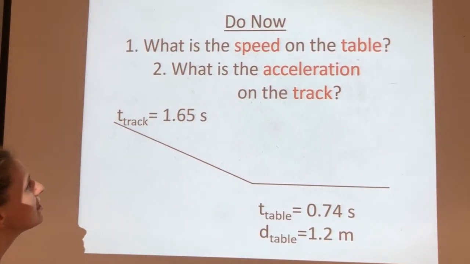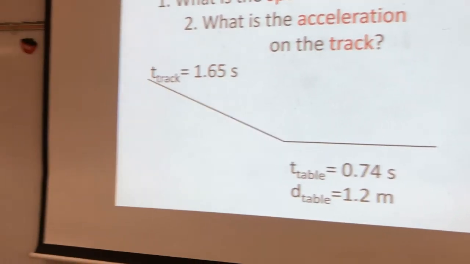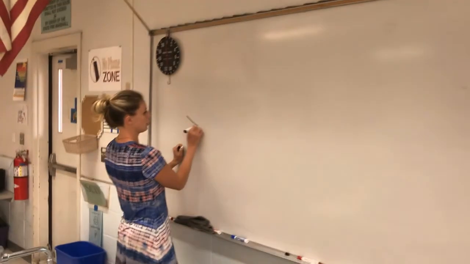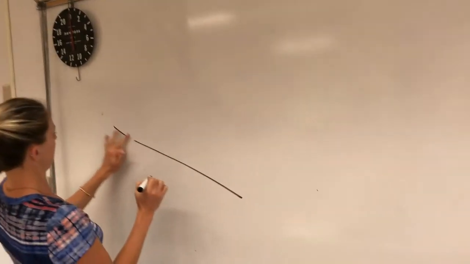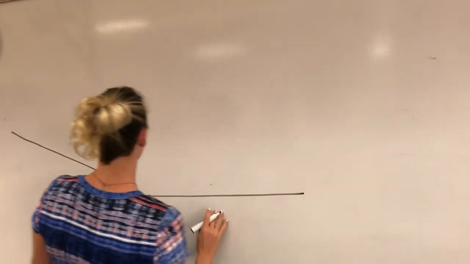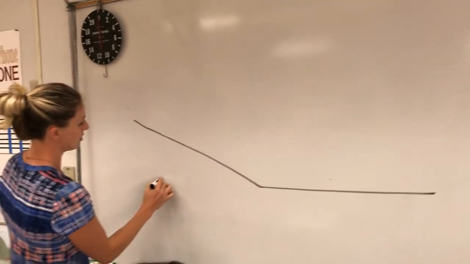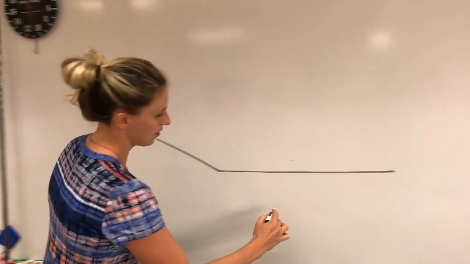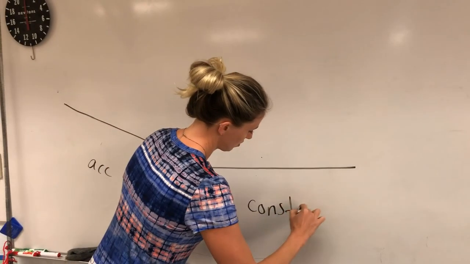Do now. What is the speed on the table? Let me draw this real quick. Straight line is more. Okay, track, table. And this is where the ball is accelerating, right? Yep. And this is where it's constant. Yep. Okay, what do I have here?